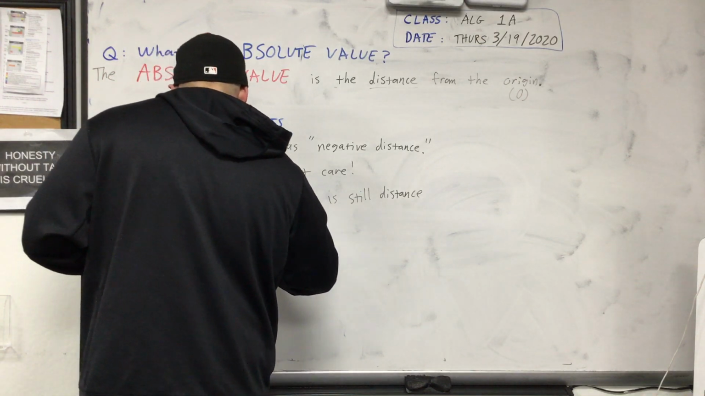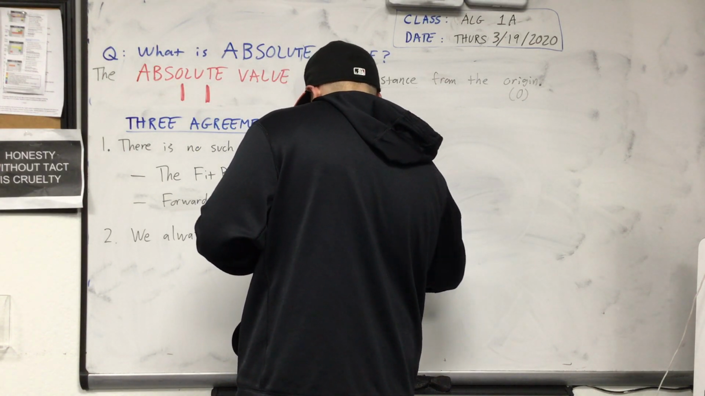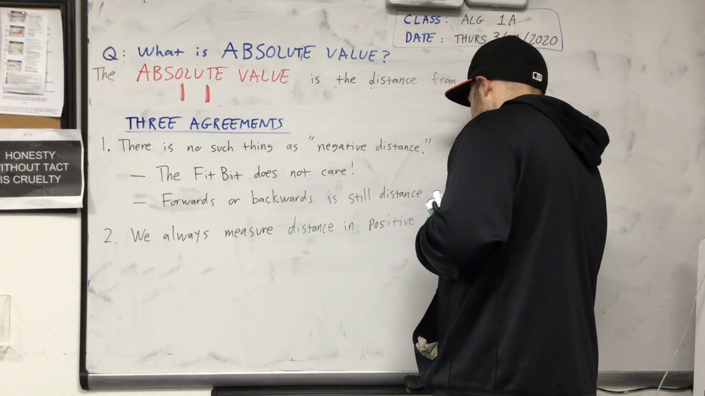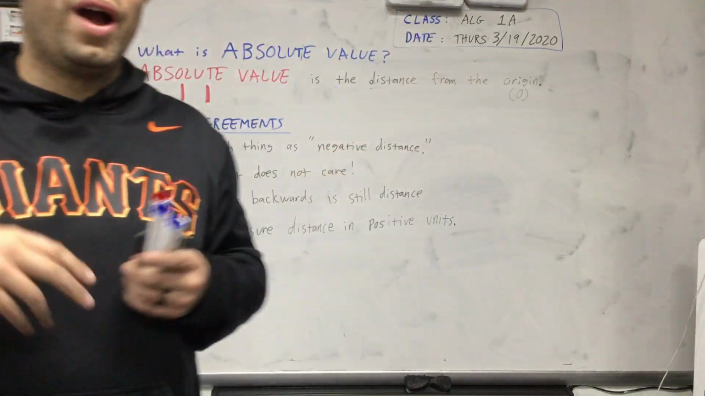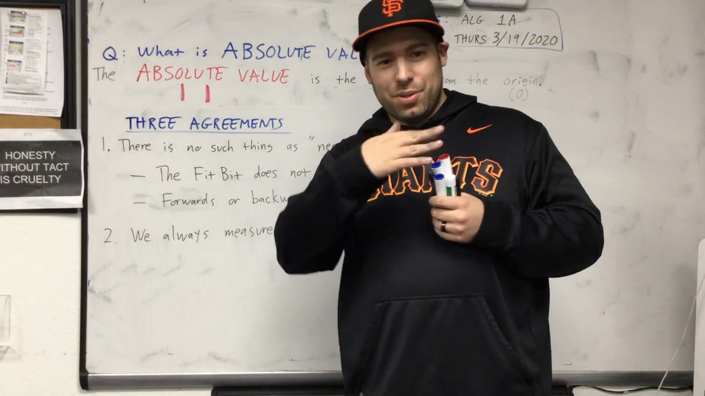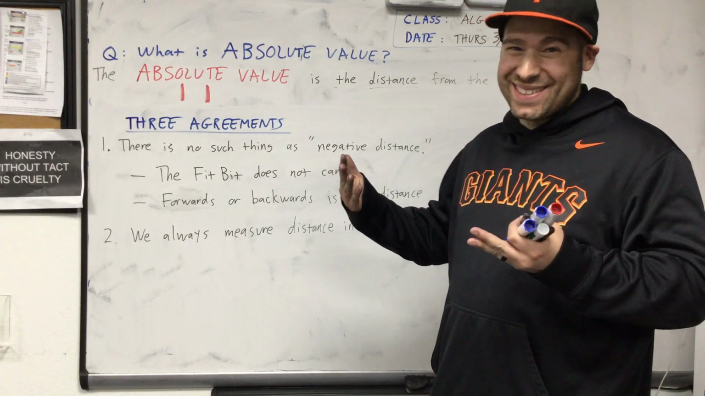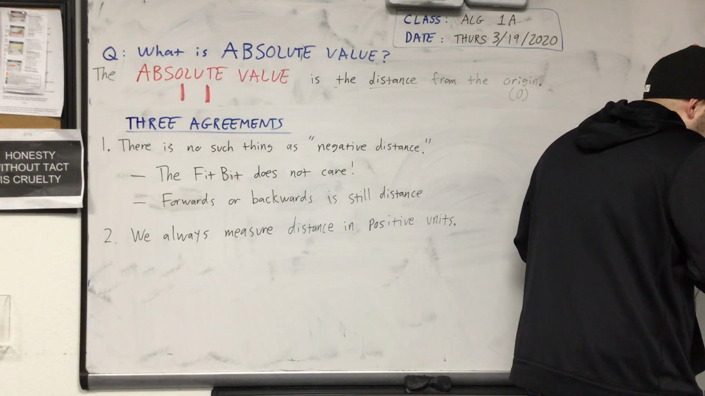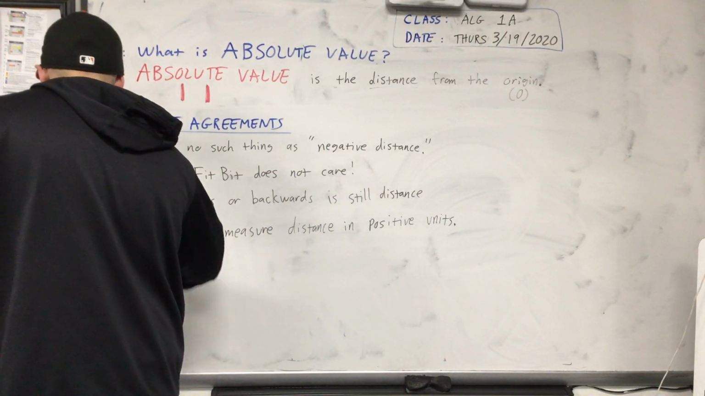We always measure distance in positive units. That's agreement number 2. If you go, quote, the wrong way, right? If you go backwards from your goal, that means that you have more catching up to do, hence more distance. Do you see what I mean? The output of the absolute value bars can never be negative.